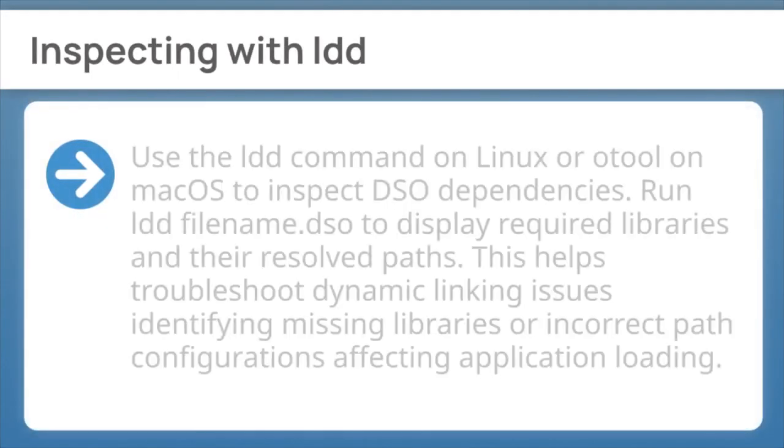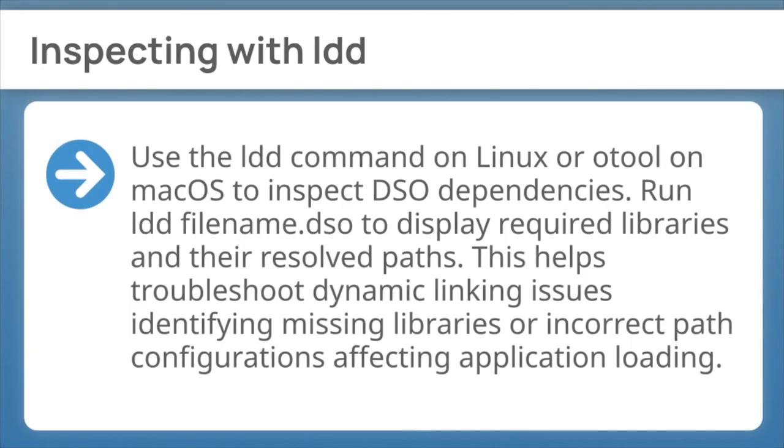First, inspecting with LDD. Use the LDD command on Linux or otool on macOS to inspect DSO dependencies. Run ldd filename.dso to display required libraries and their resolved paths. This helps troubleshoot dynamic linking issues, identifying missing libraries, or incorrect path configurations affecting application loading.